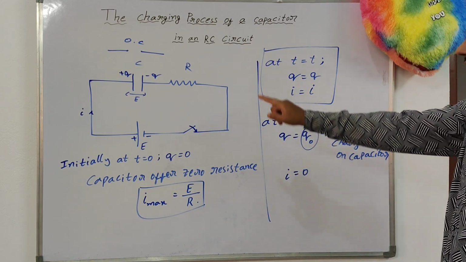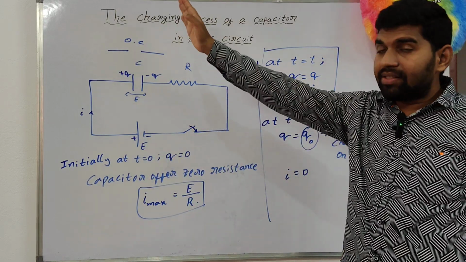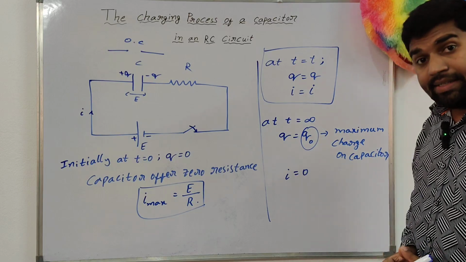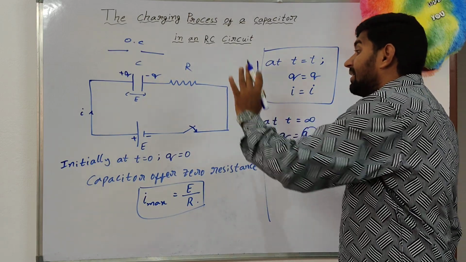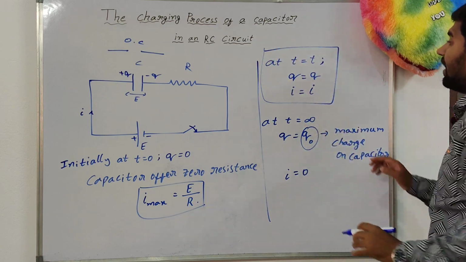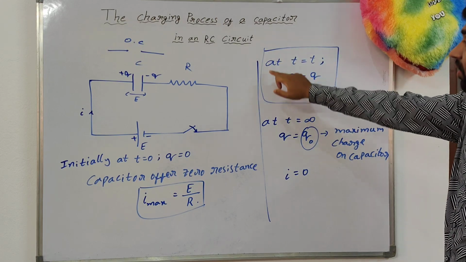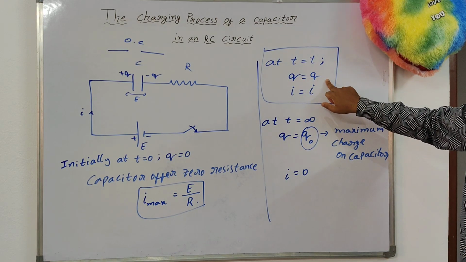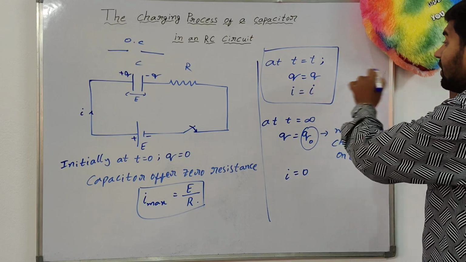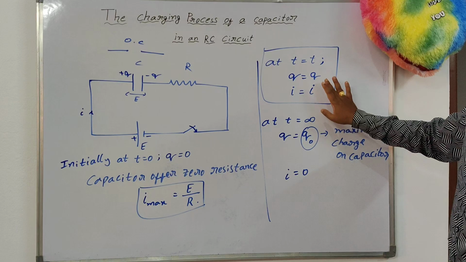These are the three conditions. At t is equal to 0, q is equal to 0 because the capacitor offers 0 resistance, and the maximum current flows through the circuit. In the second case, at a particular time t, the charge will be q and the current will be I. In this lecture, we have to find out how much charge passes through the capacitor in a time interval t, and we have to find out I also.